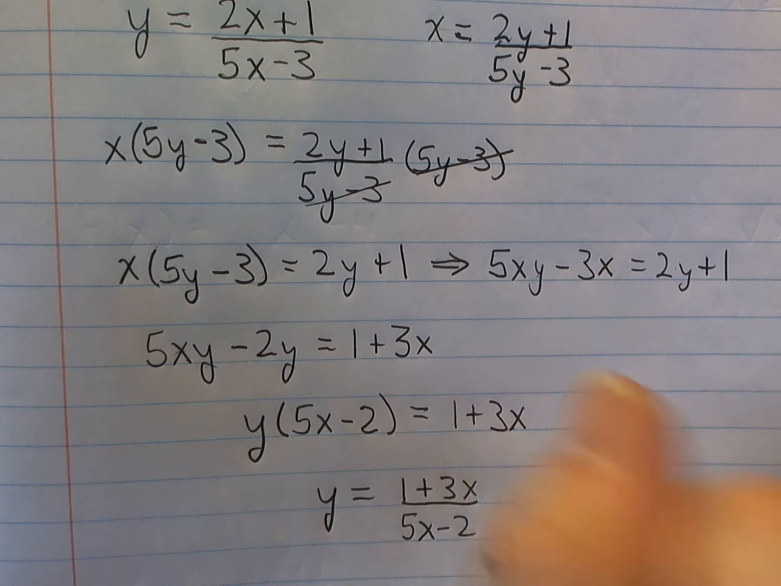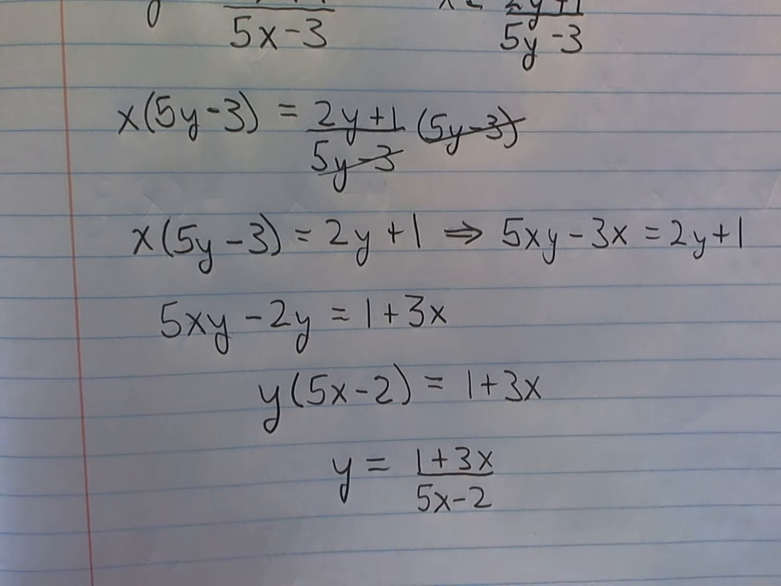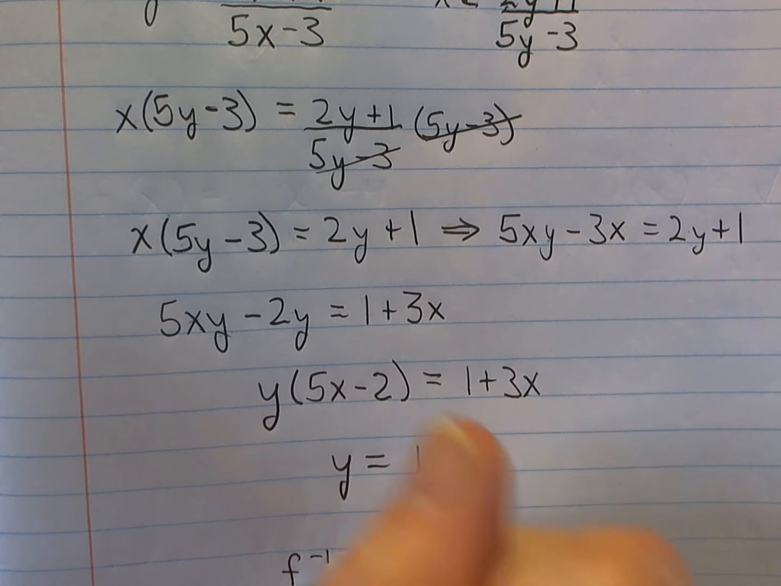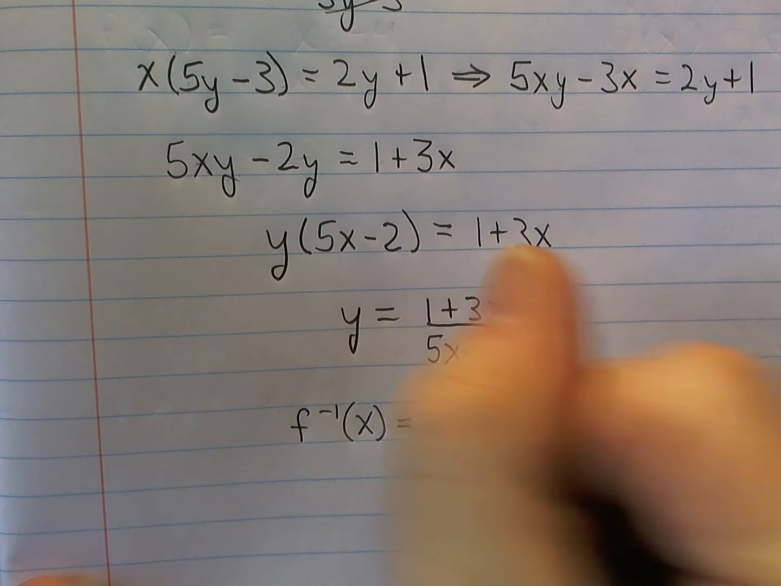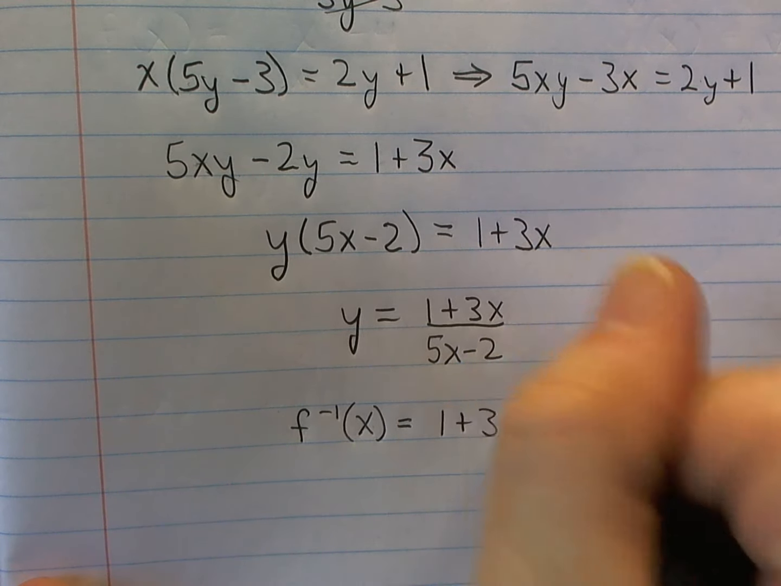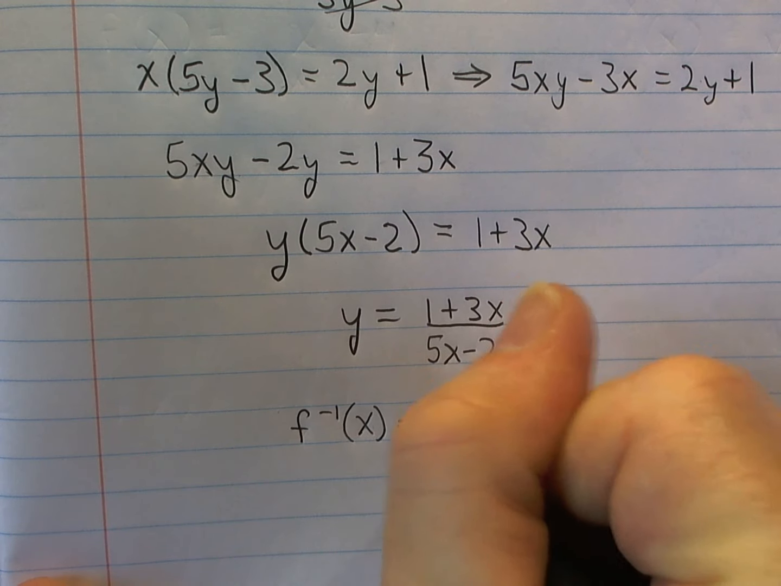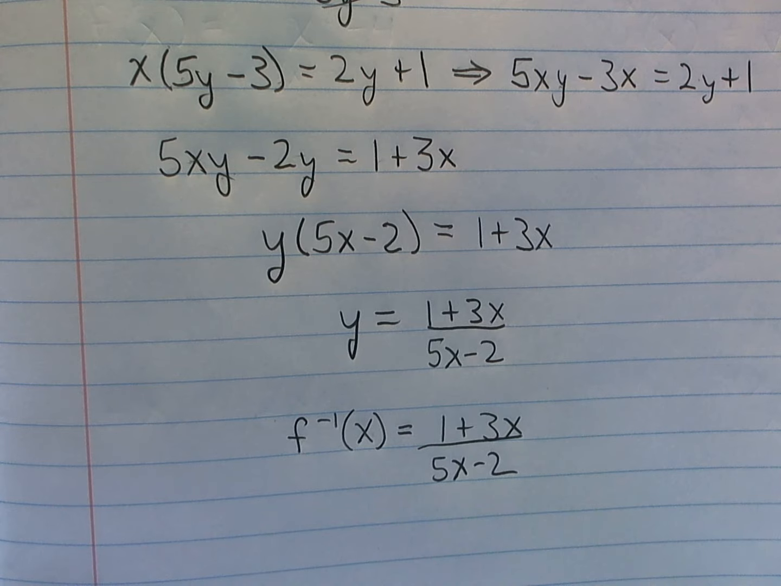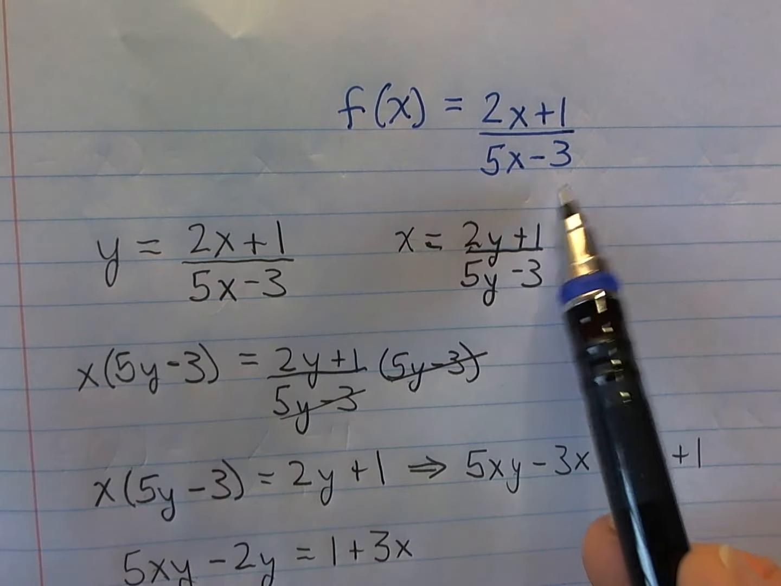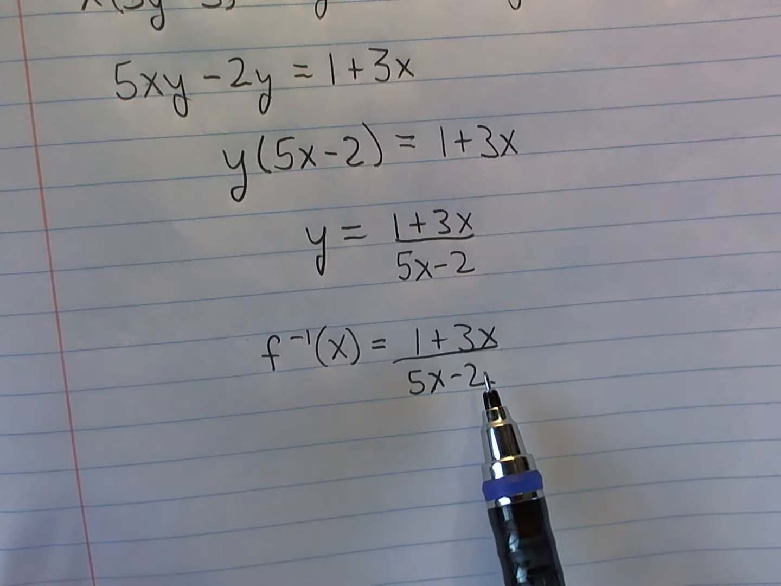And I'll just now change back to my function notation. I've got f inverse of x is equal to 1 plus 3x over 5x minus 2. And there you have it. There's the inverse. So here was the initial function, and here is the inverse.